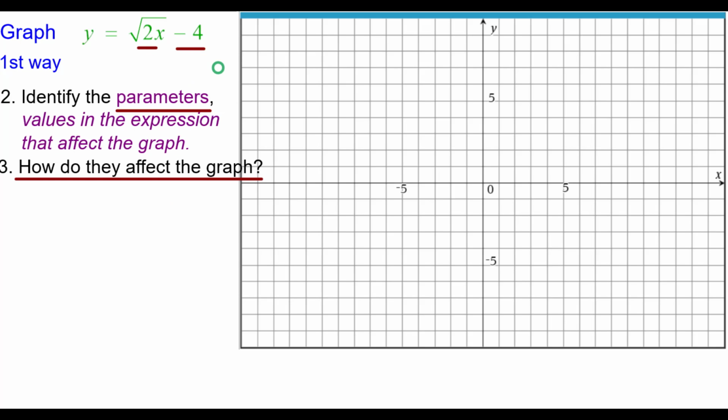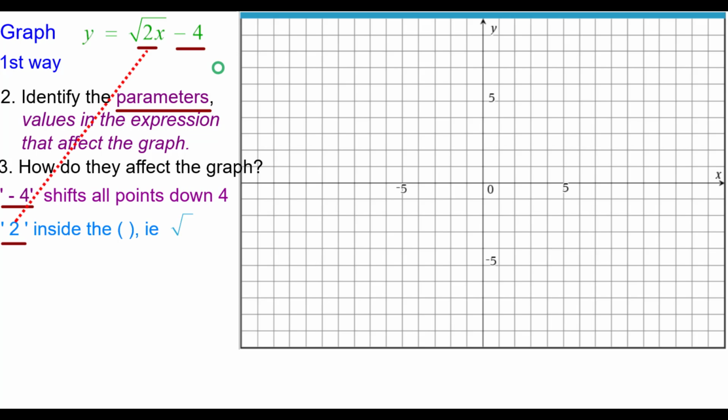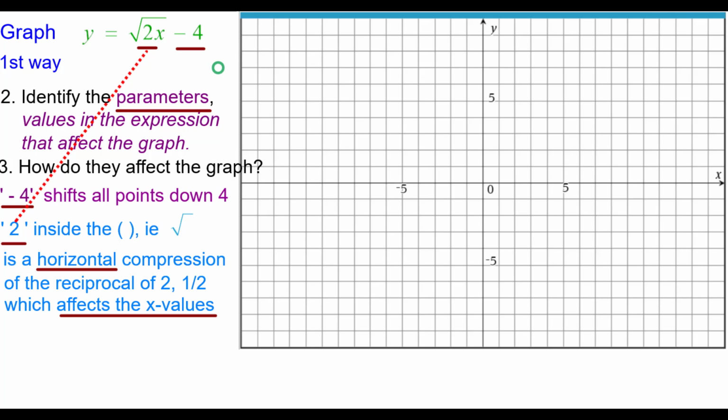Now, how do they affect the graph? Well, the minus 4 affects the y value, shifts all the points down 4. But the 2 is inside the parentheses, or inside the radical function, and that is a horizontal compression of the reciprocal 2, which is a half. That affects the x values. But what do we consider first?